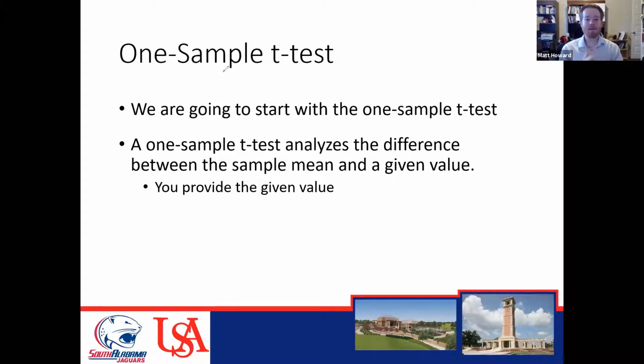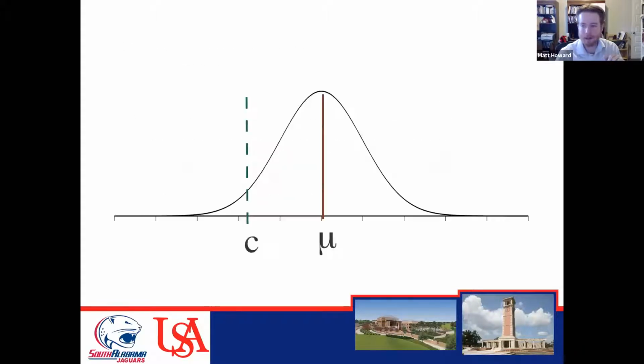So in this case, we have a group, we have a measured outcome variable, and we're interested in seeing whether the mean of that group on whatever you measured is different than a given value, and you provide that given value. That given value is something that you select. So here is a visual demonstration of it on the next slide.